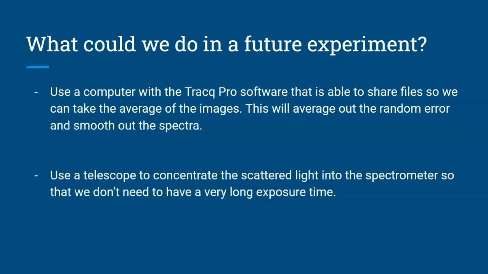long exposure time. And another place we can improve is to expand our setup and make it much bigger. To do that, we would use a telescope to concentrate the scattered light into the spectrometer, and that would make the intensity of our Stokes scattering much more intense. And by doing that, we won't need to use such a long exposure time.